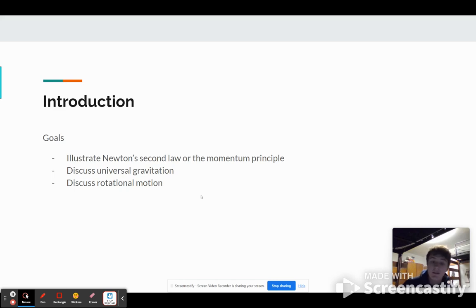Also, we're going to discuss universal gravitation, so the force of gravity equals big G times mass 1 times mass 2 divided by radius squared. And then also rotational motion will play a role in this lab.